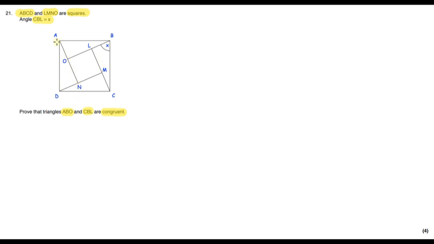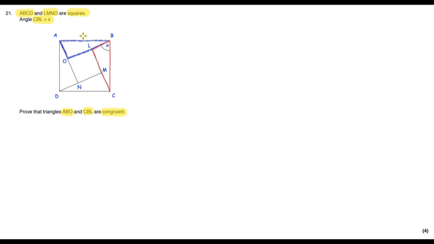So ABO, what's that? Let's highlight that. ABO is this triangle here. And CBL is this one on the right hand side. I'm just doing these in different colours. Hopefully it pops out. Let me do that again. This is CBL. So they obviously look congruent, but we need to prove that. And we're told that this angle is x.